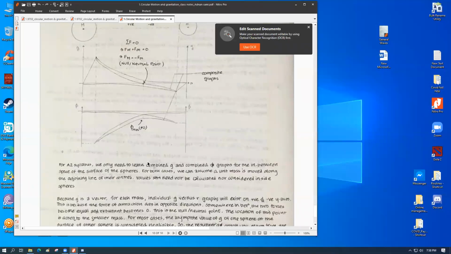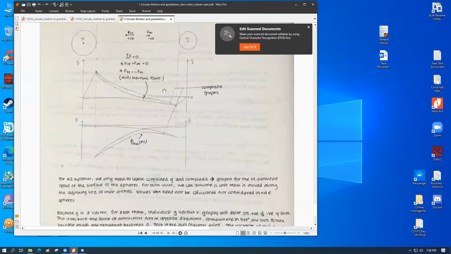One of the things that I would like to tell you, which I didn't tell you earlier and just remembered, is that the location between the two planets, let's say we name them planets, where the null point is located, which is the point where the resultant force is 0 or gravitational field strength is 0, is not essentially the same point where the potential is minimum. It does not always work that way.